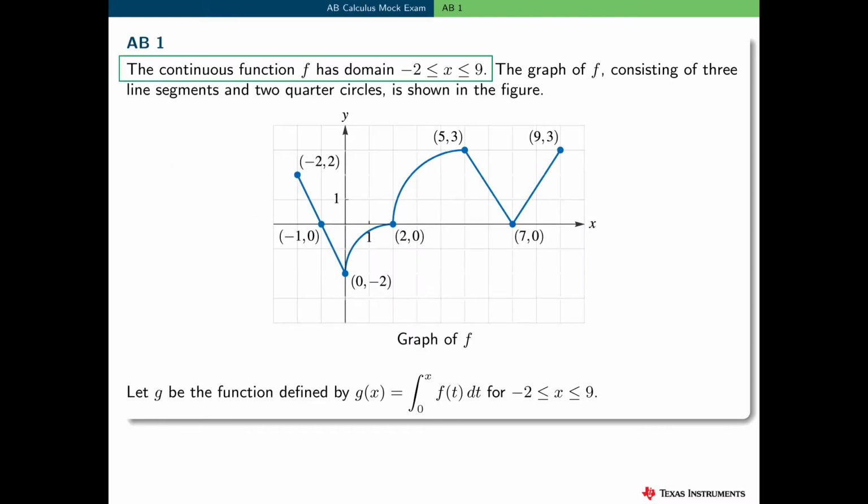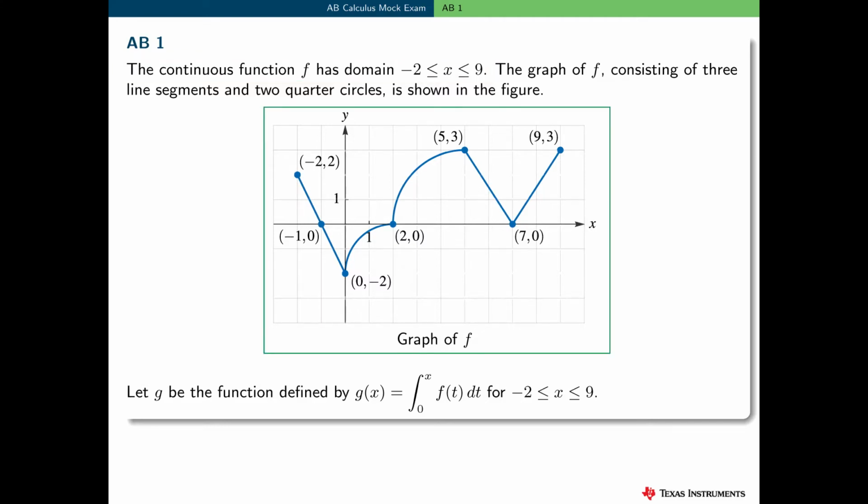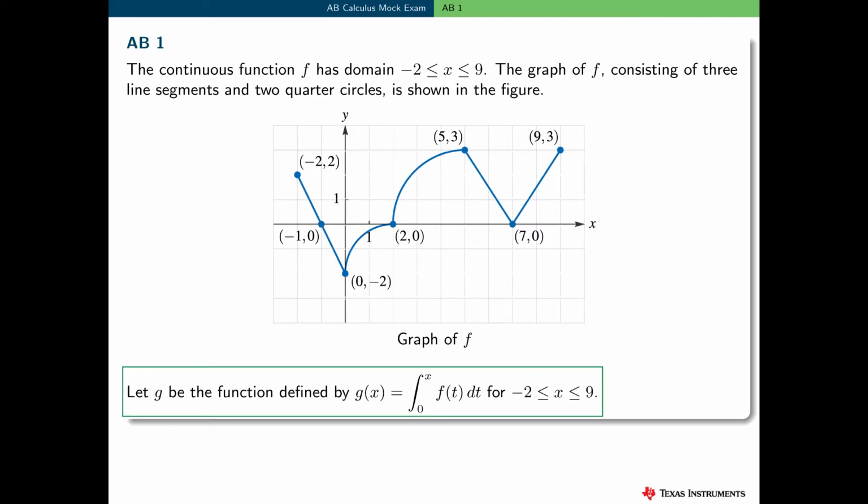Form AB Question 1 involves a continuous function f with domain -2 ≤ x ≤ 9. The graph of f is given, and it consists of 3 line segments and 2 quarter circles. A new function g is defined as g(x) equals the definite integral from 0 to x of f(t) dt, for x between -2 and 9.